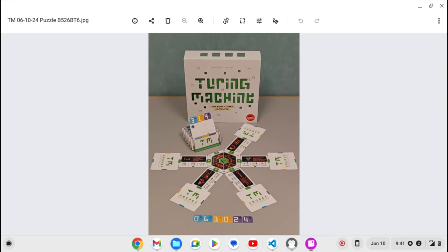Let's begin. Today is June 10th, 2024, and we're solving the Daily Turing Machine Puzzle. Today's puzzle uses 5 criteria cards and 5 verification cards. Let's go to turingmachine.info for the details.